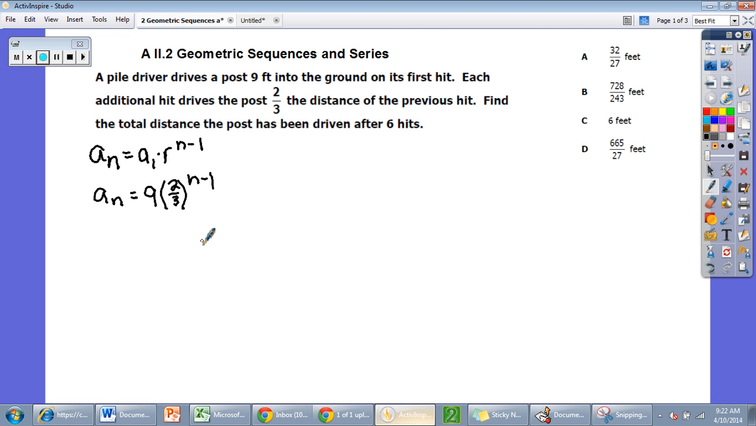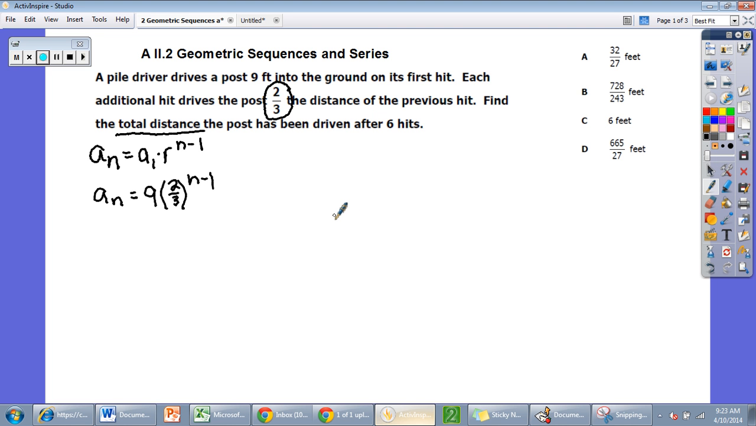So that's the formula of our distance. And I guess I should have talked about this in the beginning, the reason we know this is geometric is because it's 2/3 of the distance. We're multiplying by 2/3 every single time. So if you're multiplying by the same thing every single time, that's how you know it's geometric and not arithmetic, when you were adding or subtracting the same amount every single time. But to solve the problem here, we want to know the total distance that it's been driven into the ground. So from start to finish.